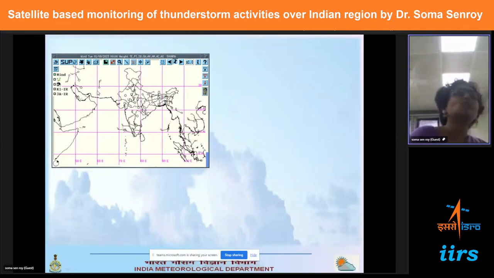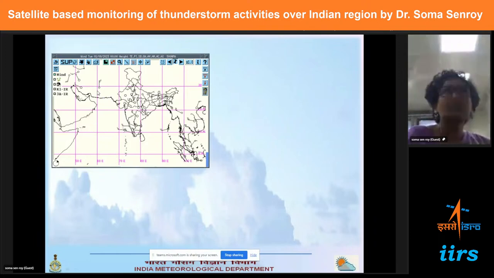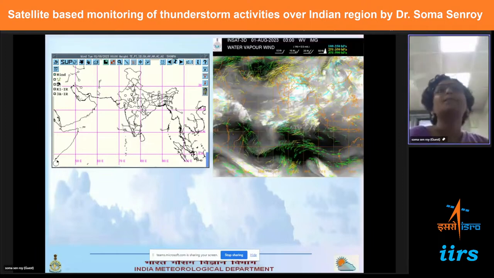Now, based on these two winds, we have to give the strength, location, and the way in which it will approach the Indian region. That would decide the forecast for the day. Which region would get thunderstorm activity, convection? Everything will be decided on the basis of just two winds. So what do we do then? We look at the satellite data.